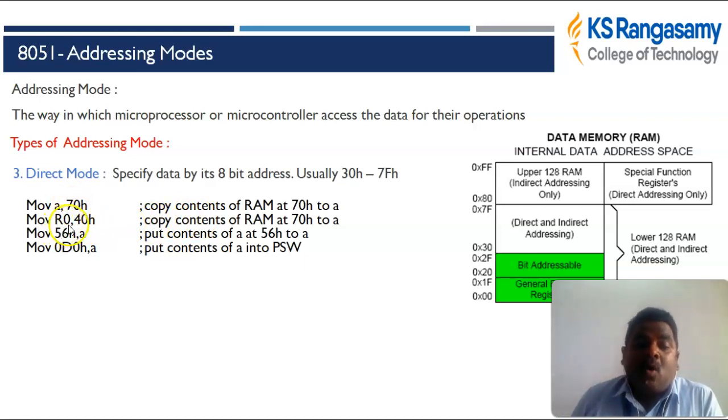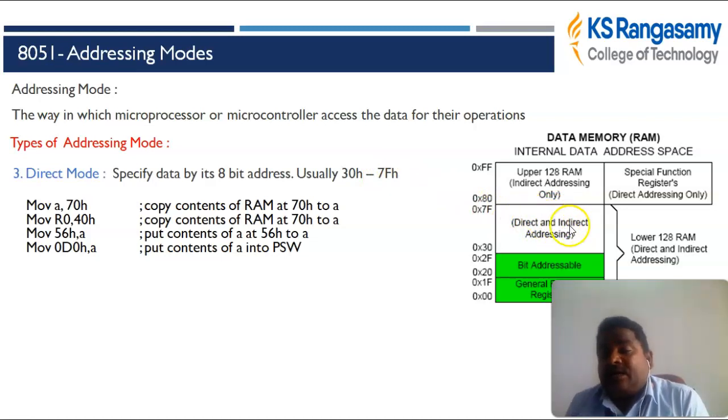Similarly, MOV R0, 40h. So here 40h is the address of the operand. 40h contains some 8-bit data that will be copied to R0. Right. So this is the example for direct addressing mode instructions. Usually the address range for these cases is 30h to 7F. This I already explained in the previous videos, what the direct and indirect addressing ranges are.